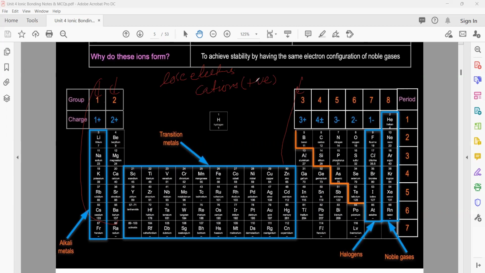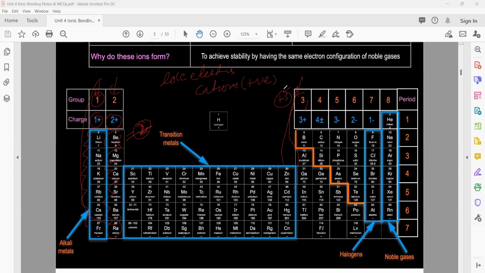In other words, all elements in group 1 always lose electrons. How many electrons do they lose? 1. So if they lose 1, it becomes positive 1. All the elements in group 2, when they want to lose, will lose 2 electrons. They cannot lose 1. They always lose 2. So when they lose 2, the ion becomes plus 2. And group 3 elements always lose 3. So when they lose 3, it becomes plus 3.